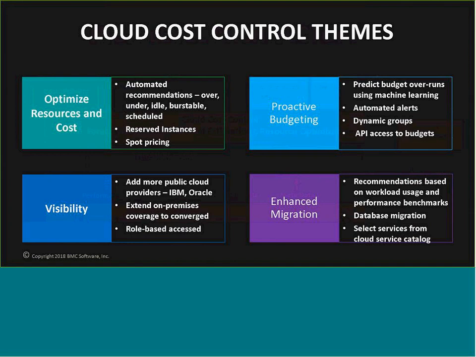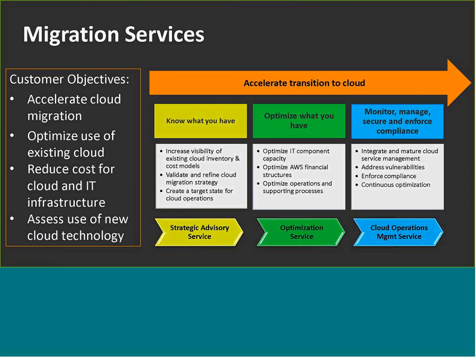Visibility. The BMC plan to continue to expand platform coverage for both public and private platforms. Add more public cloud platforms based on customer demand, and extend on-premise coverage to include converged infrastructure. Enhance migration. They'll add more services to simulate migration, eventually provide a catalog of services for migration, and let users determine what resources are included in simulated migrations.